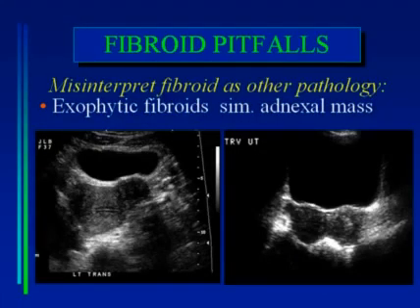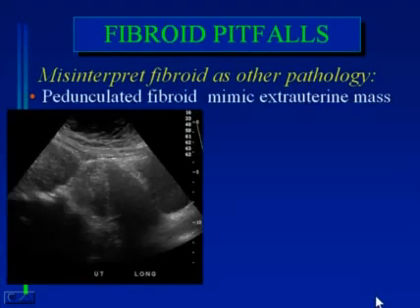So because fibroids can be exophytic, they can stick out into the region where one expects the adnexa to be and simulate adnexal pathology. Both of these are examples of how this can happen. We have an exophytic fibroid here, as well as an exophytic fibroid immediately adjacent to the uterus here, both of which on initial scanning were thought to possibly represent adnexal masses. A pedunculated fibroid can mimic an extrauterine mass.